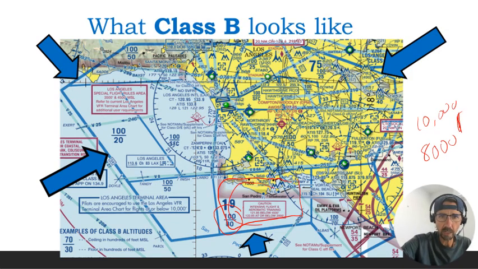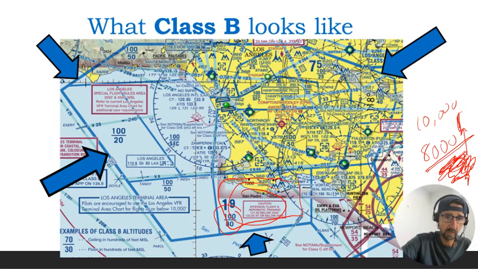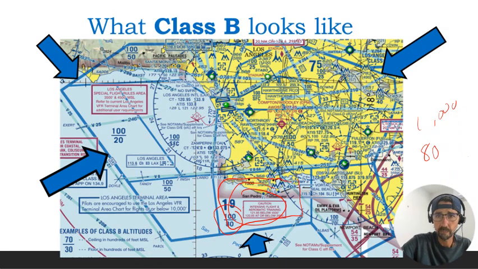If I fly in this block and I stay below 8,000 feet, I could fly around all day long, and I don't have to be cleared to enter the Class B airspace. However, if I am in this airspace and I climb up to 8,500, I am now in the Class B airspace. And because I'm in that Class B airspace, I have to be cleared into it. Got it? So that's what that means. If I am in this area here.